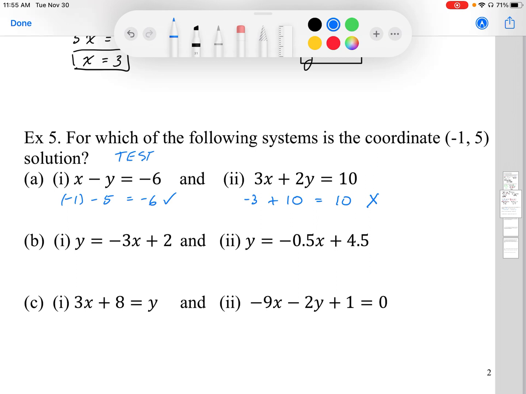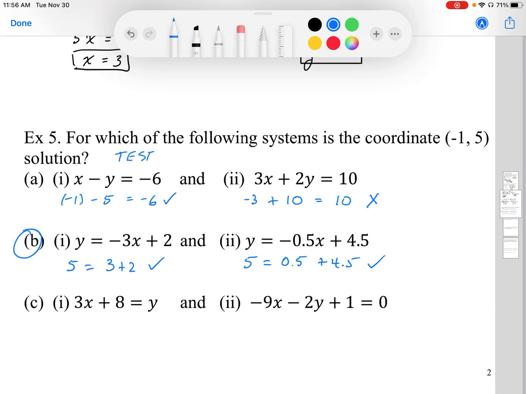So I'll do the same thing for B. I'm going to plug in y is 5, x is negative 1. Negative 3 times negative 1 gives me positive 3, plus 2. Check. That coordinate is on equation 1. And I do the same thing for equation 2. Y is equal to 5. Negative 0.5 times negative 1 is positive 0.5, plus 4.5. Check. That coordinate is on both equations, which means it is the intersecting point of both lines. So B is a solution. Sorry, negative 1, positive 5 is a solution to this system.